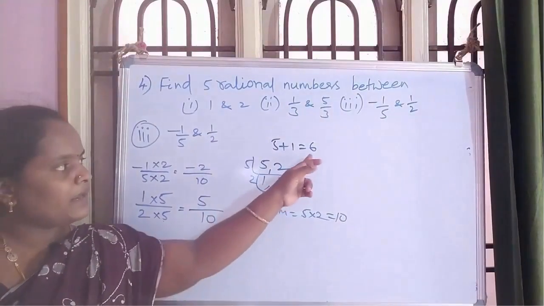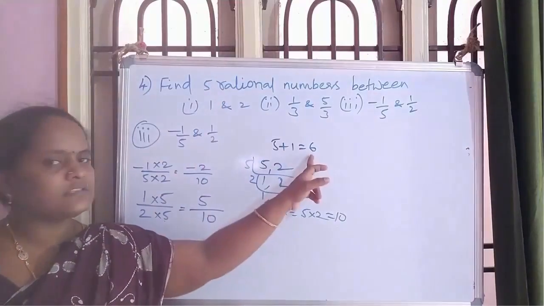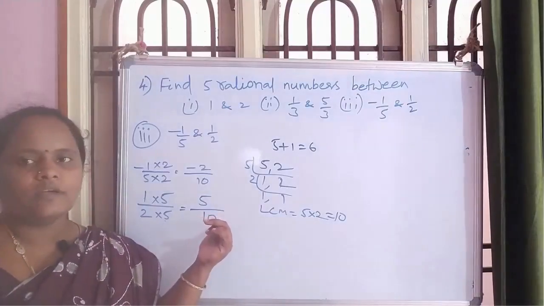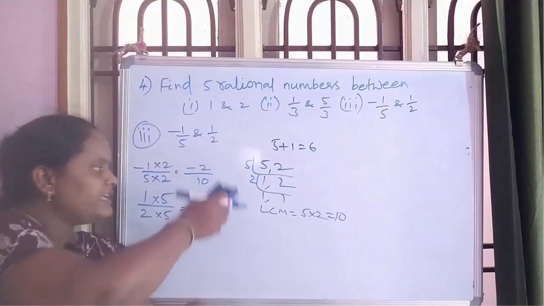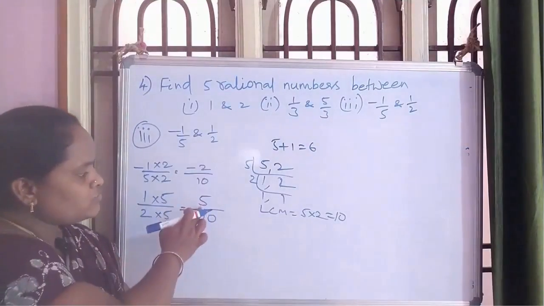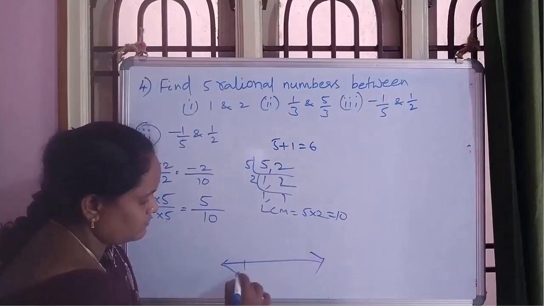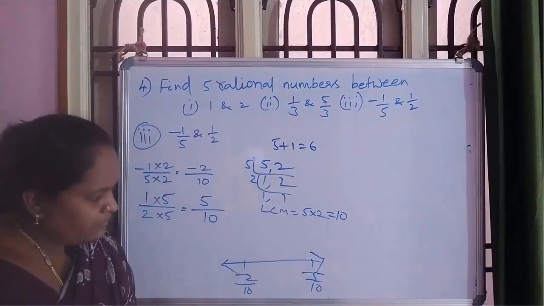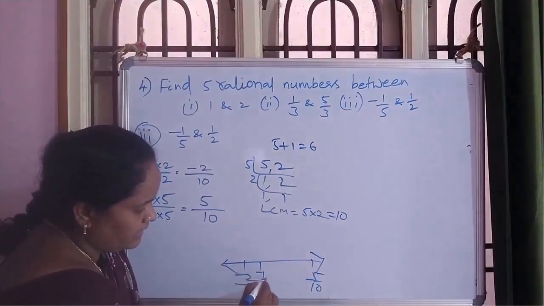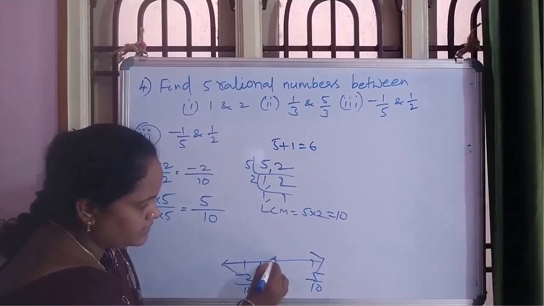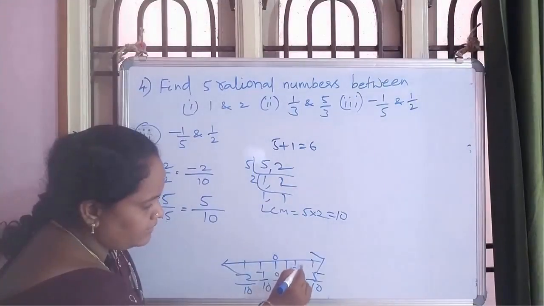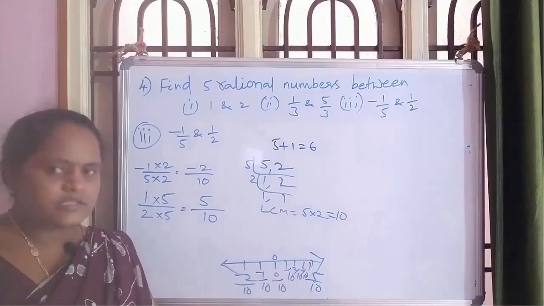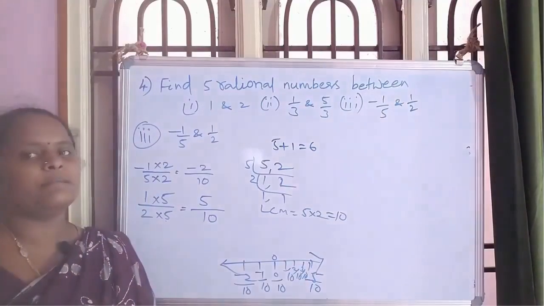Sometimes without multiplying with 6, here 5 rational numbers are asked, so 5 plus 1, 6, 6 by 6 we have multiplied in previous questions. Here also we need to do, but before doing that sometimes we get 5 rational numbers here itself. Just check in between minus 2 by 10 and 5 by 10, I have minus 1 by 10, 0 by 10, that is 0, 1 by 10, 2 by 10, 3 by 10, 4 by 10. So 1, 2, 3, 4, 5, 6. So 6 rationals are there. Out of those 5 can be written.